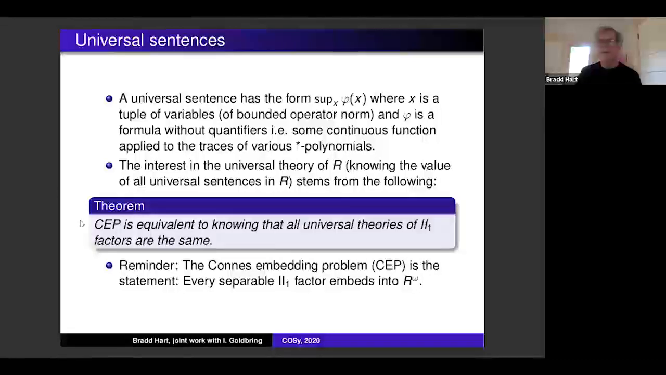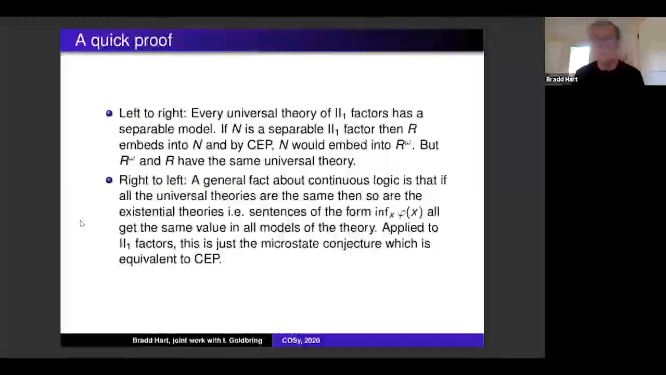Let me explain why this theorem is true to those people who are not model theorists who work in continuous logic. Okay, so here's a quick proof. I'm going to go from left to right. So assume the Connes embedding problem holds. This is all kind of weird to be saying. We know the Connes embedding problem now is false. But I'm saying assume it holds. So every universal theory of II_1 factors has a separable model. That's just the Downward Löwenheim-Skolem theorem. So if I have a separable II_1 factor, it's a II_1 factor, so R embeds into it.